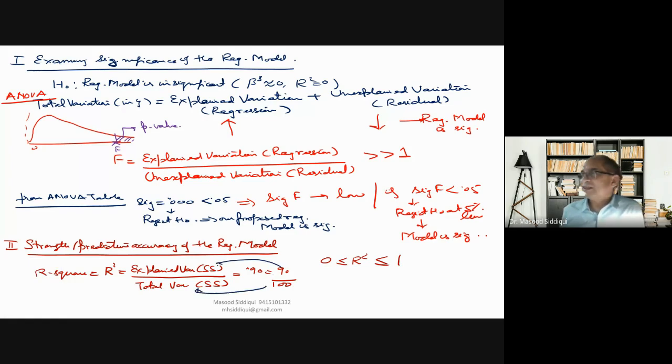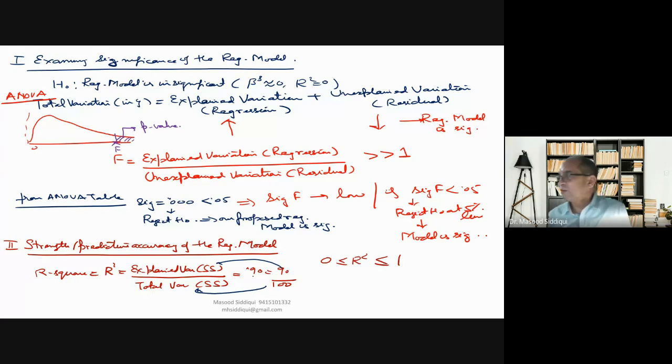What does it indicate? That our model is able to explain 90% of the variation in the Y. Remember the value is 0.90. 0.90 can be written as 90 upon 100. So how can it be interpreted? If we compare with the formula of R square, we can say that our model is able to explain 90% of the variation. Is that okay? Whiteboard is okay, class?